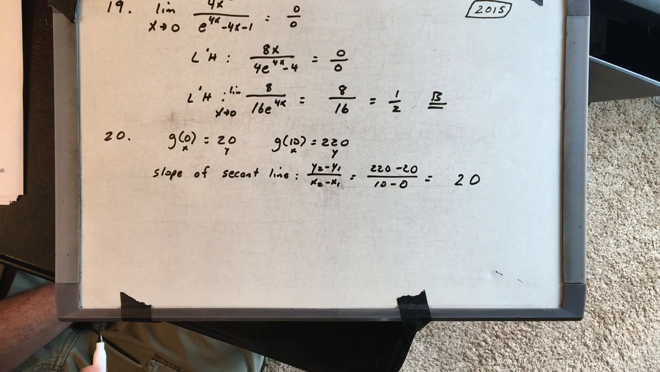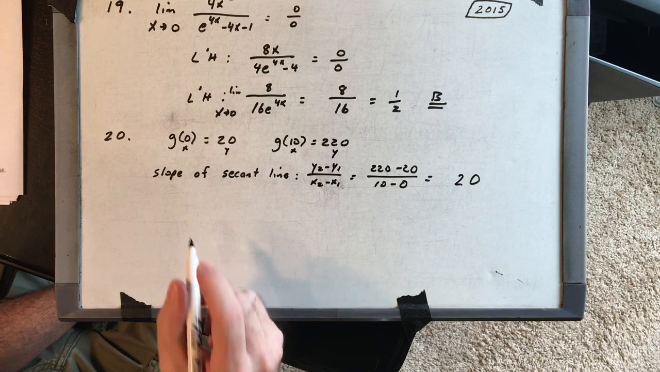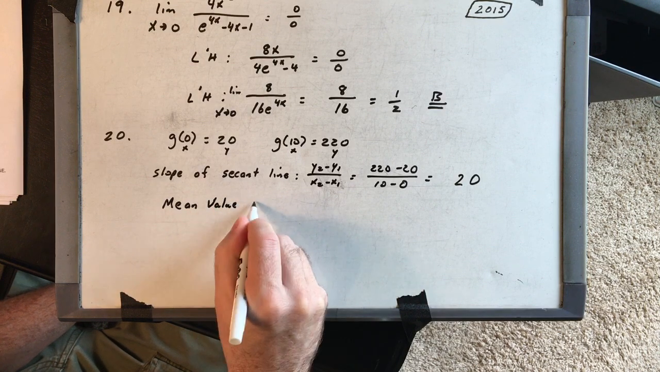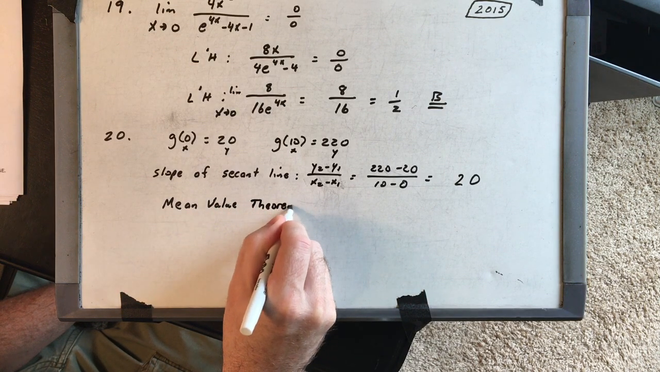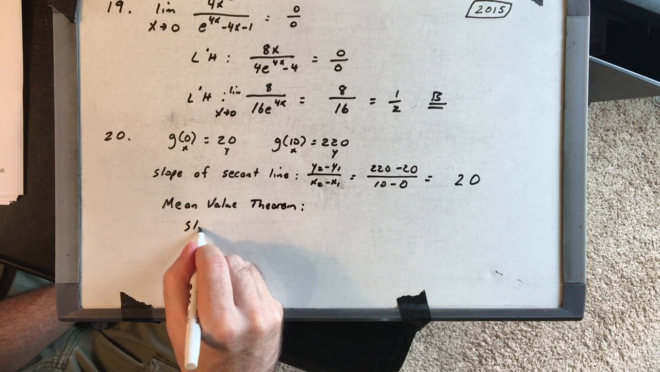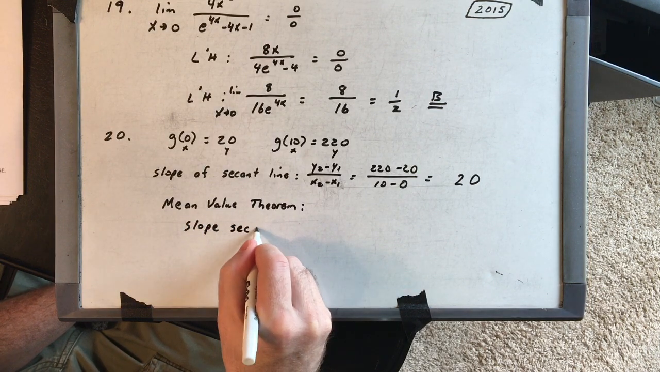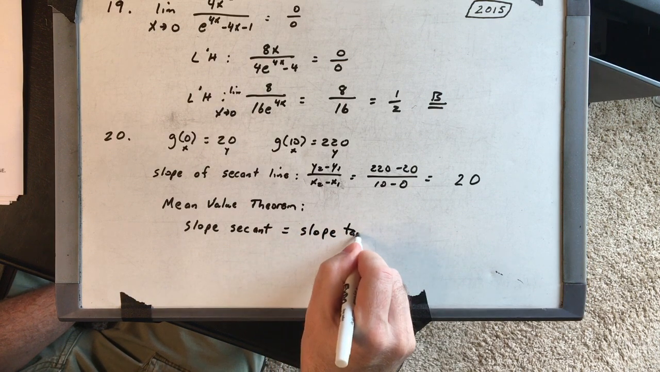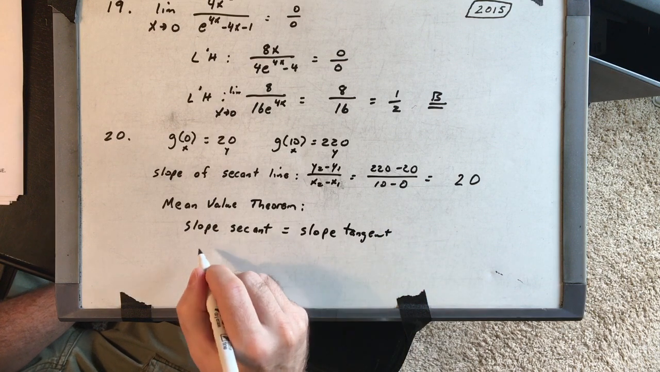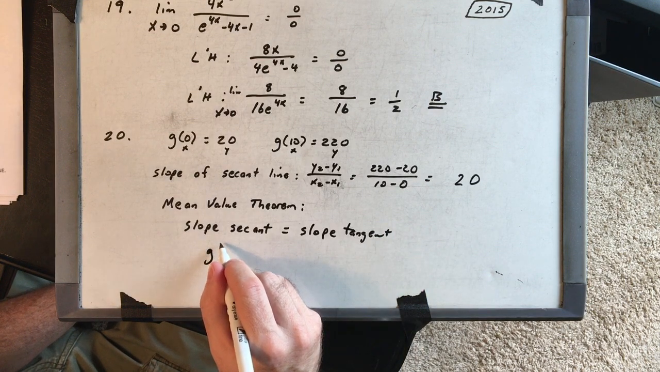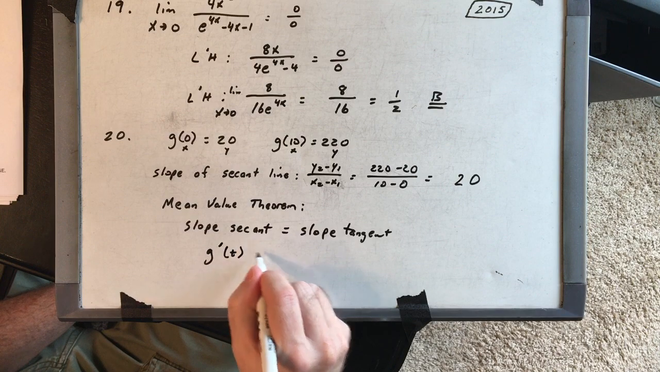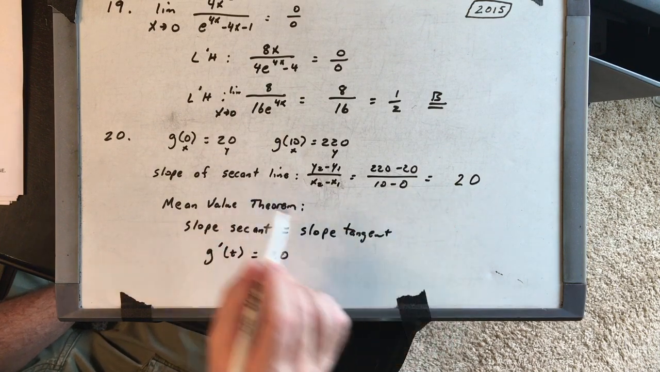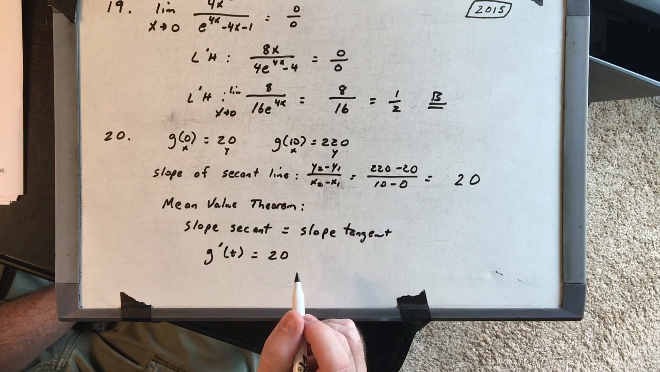All right, so somewhere on the interval, according to the mean value theorem, the slope of the secant line is equal to the slope of the tangent. So somewhere g prime of t has to equal 20, somewhere in that interval. Okay, because that's our slope of the secant line. So that is B.